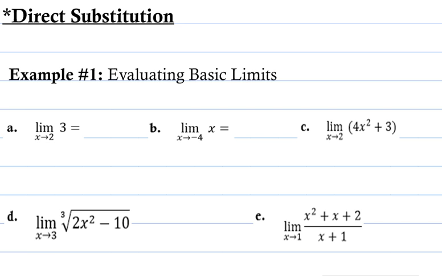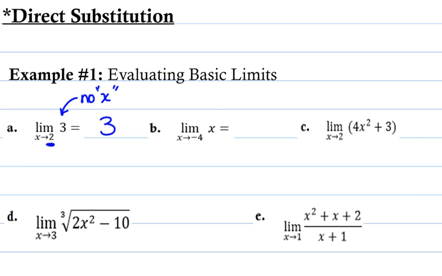Example 1, evaluating basic limits. So A says the limit as x approaches 2 of 3. If you observe, there is no x to plug anything into. So I can't actually plug in the 2. Therefore, the limit is just 3. It's itself. This is common and way too easy to get wrong. Please don't get it wrong.